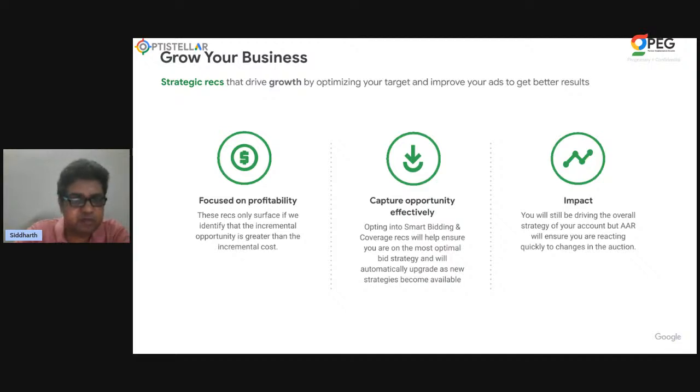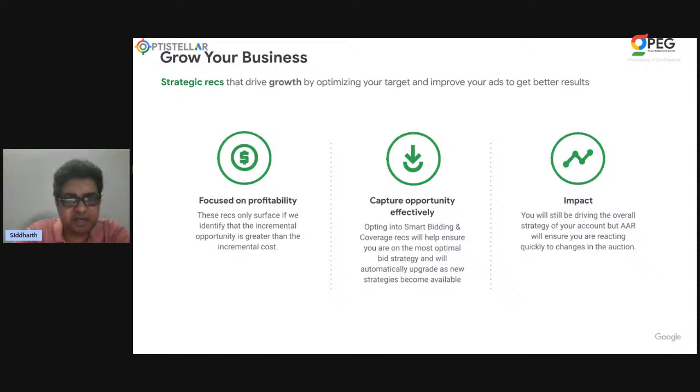They will help you in terms of capturing opportunity effectively, because these particular recommendations will actually be helping you in making sure your smart bidding recommendations are up to date. They are able to make decisions in real time when auctions are being placed, and that is how you will actually be able to see that you are able to capture opportunity effectively.